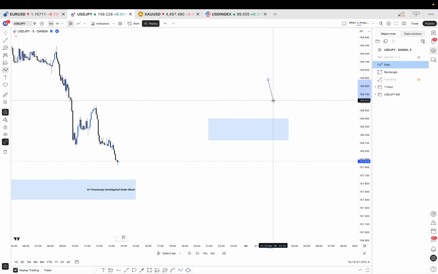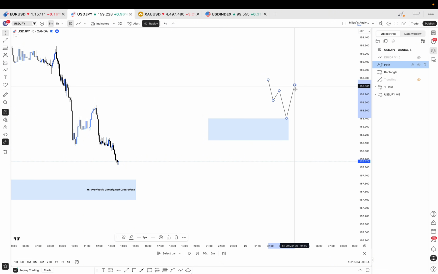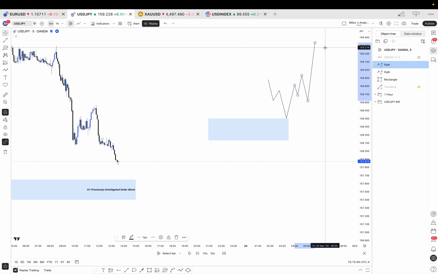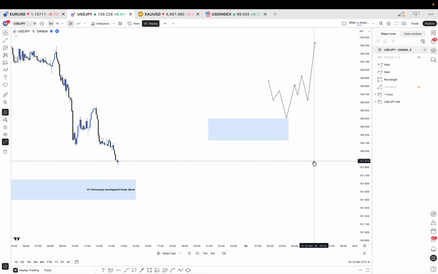the last valid pullback that is created before mitigation becomes a change of character. So if price closes above this point here, that will be a change of character, and you can look for another inducement on the inside. And then when that inducement is taken out, you can look for bullish entries, targeting whatever risk reward ratio you target on your trades. Okay, so this is just the theoretical part of it.